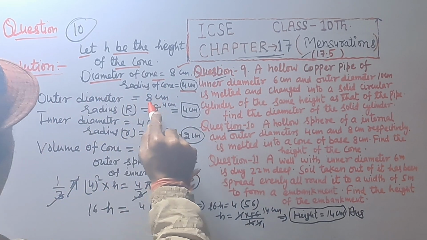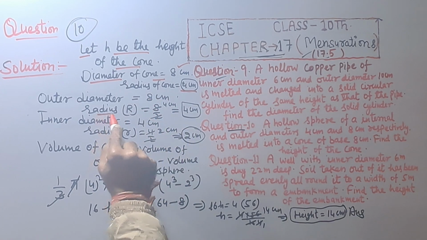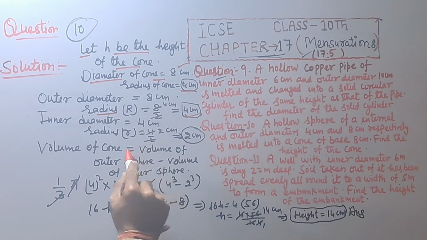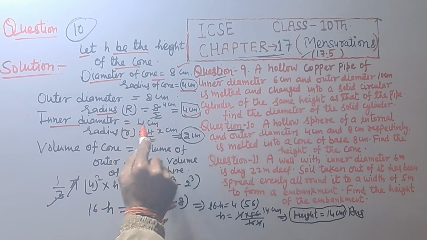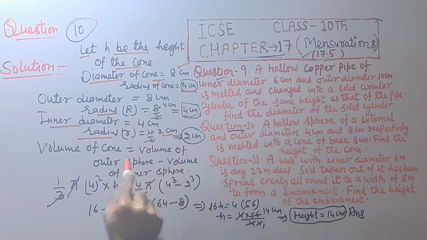Outer diameter is equal to 8 centimeter. Outer radius equal to 8 upon 2, that is 4 centimeter. Inner diameter is 4 centimeter and radius equal to 4 upon 2, that is 2 centimeter.